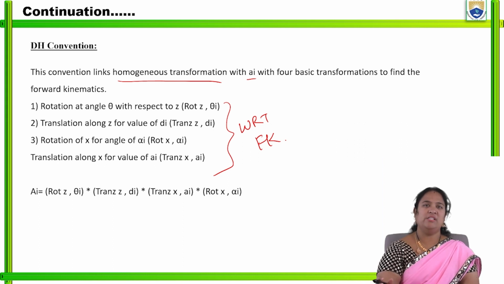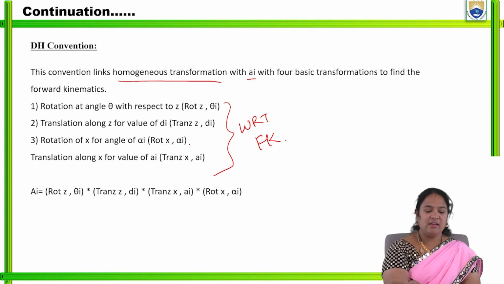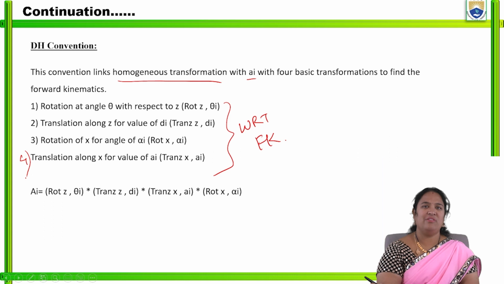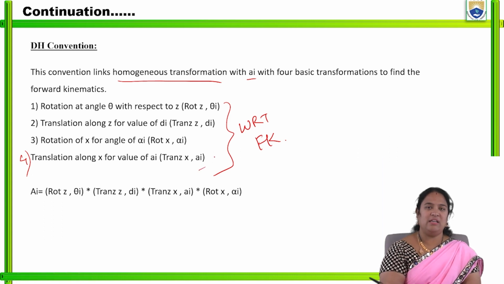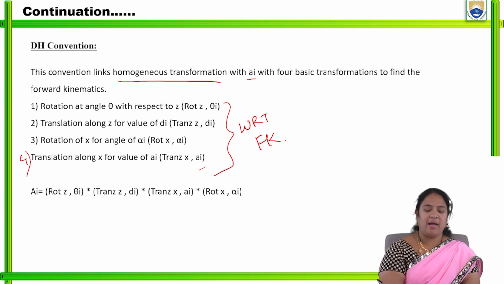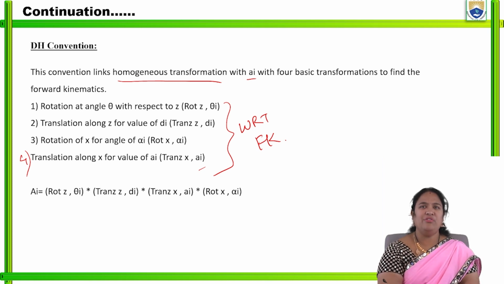One is rotation by the angle theta about the axis z, the next one is translation along the z-axis by a value of di, the next is rotation about x by an angle alpha i, that is near the end effector, and the fourth one is translation along the x-axis by the value of ai. This is also again near the end effector. So how do you determine this particular ai? How do you find this particular ai transformation matrix?